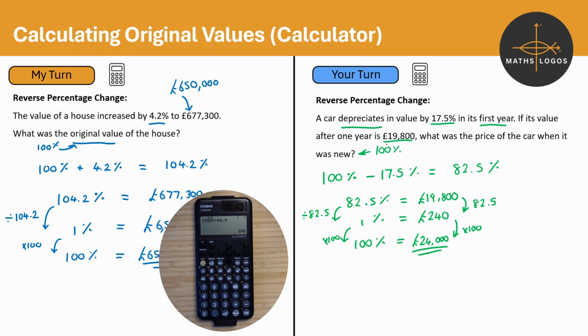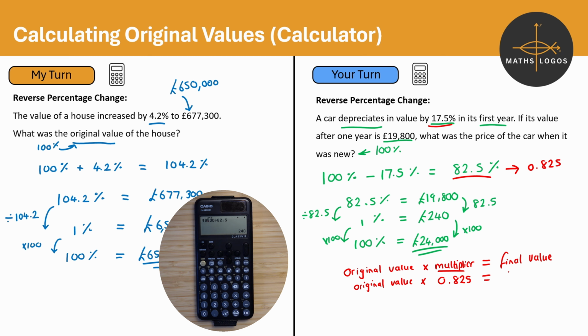The other way to do this question is using the formula that we've seen in previous lessons, where the original value multiplied by the multiplier is equal to the final value. And in this question, we want to find the original value, so we'll leave that as an unknown. The multiplier is our 17.5% decrease, which is equivalent to having 82.5% left over. As a decimal, that's 0.825, like this.